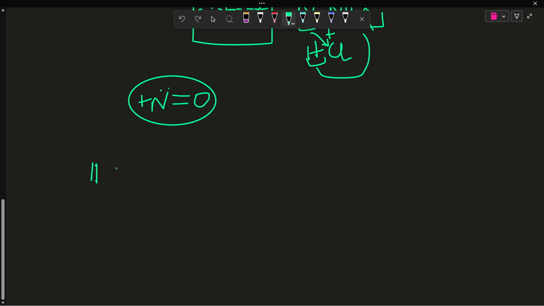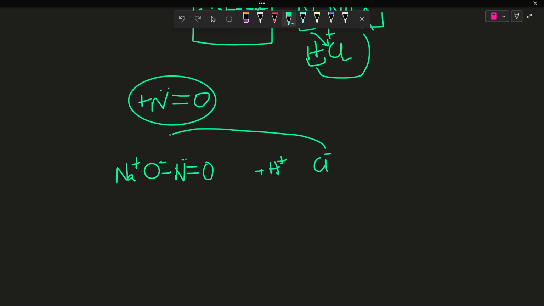Sorry about that. So we have NaNO2, Na, O negative, O negative. This is positive, O negative, and then we have here, let me draw the negative sign here, and double bonded to O plus a lone pair on this. When we add HCl to it, this Cl will be forming NaCl with this Na.